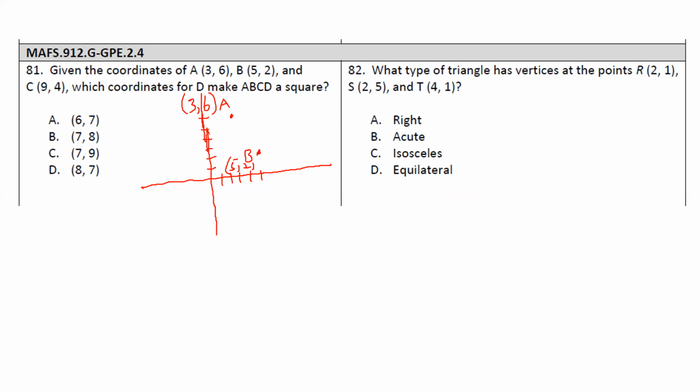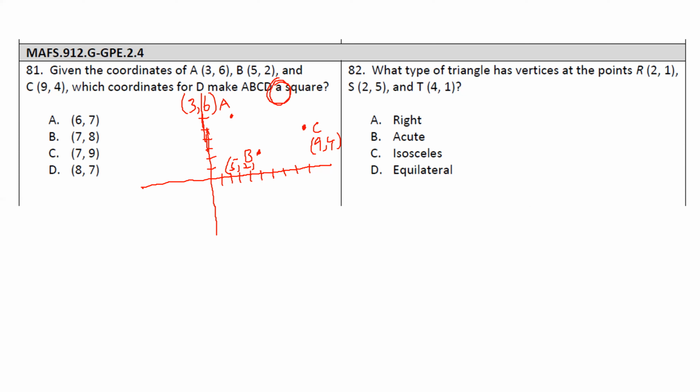Then we have C is at 9, 4. 1, 2, 3, 4, 5, 6, 7, 8, 9. Up to 4. 1, 2, 3, 4. So that's C at 9, 4. All right. D then has to be somewhere over here, right? Somewhere up in this area.